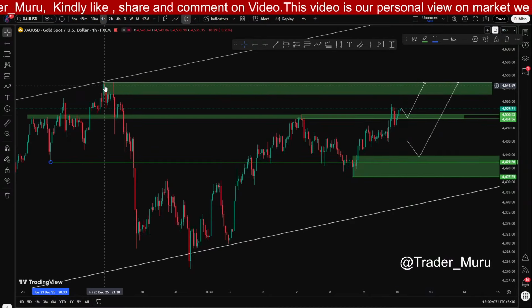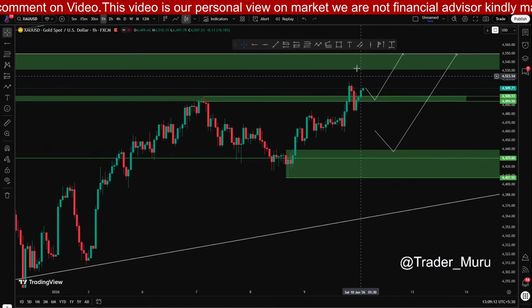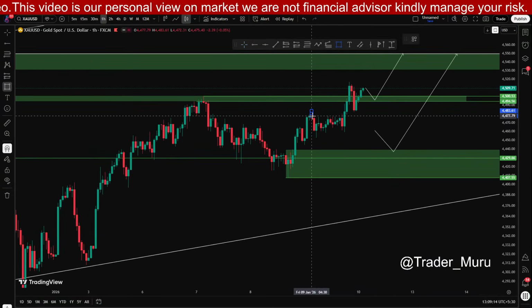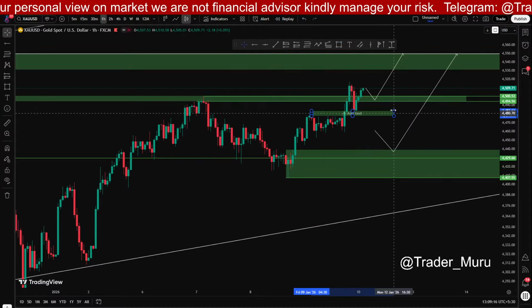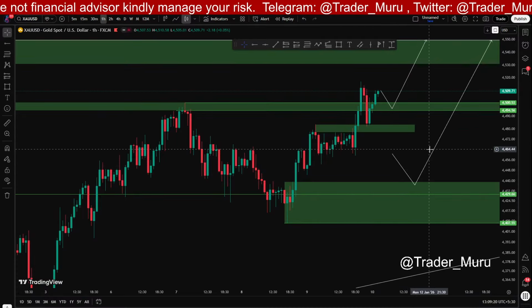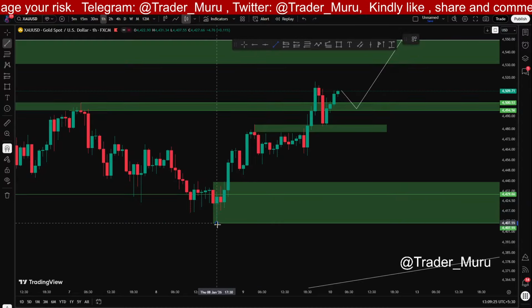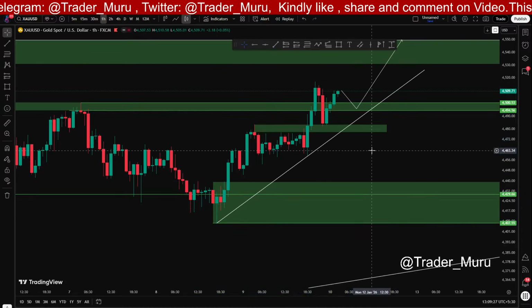After that, price will pump. If price breaks below here, then this area will be again a buying opportunity here. If price fails to hold this area, we have this trend line too.